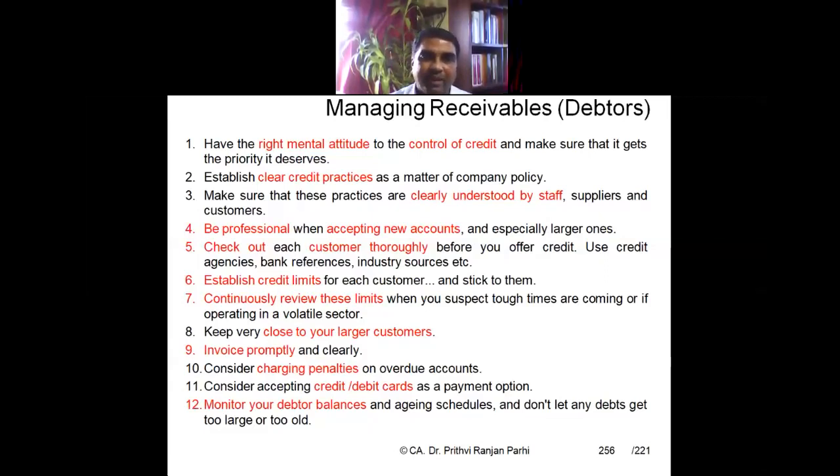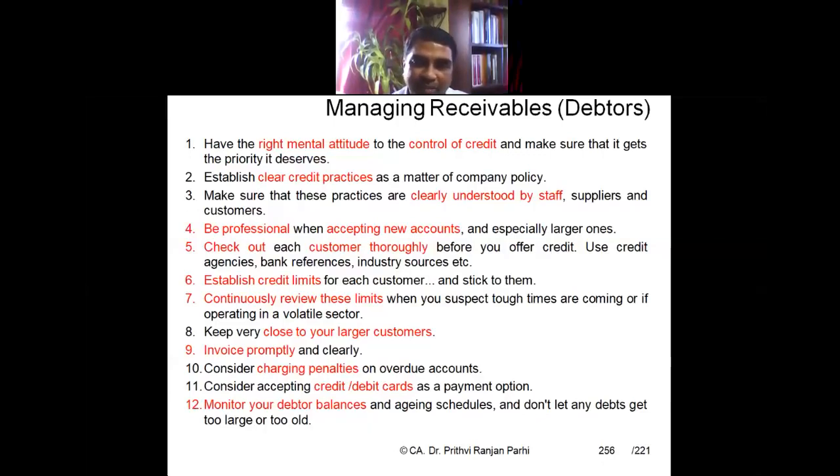Keep very close to your larger customers. So one should be in touch with larger customers. Invoices should be made promptly. Also, you may think of charging some penalty if there is some overdue. If someone is delaying, you may levy some penalty for that. Consider accepting credit card or debit card payments.